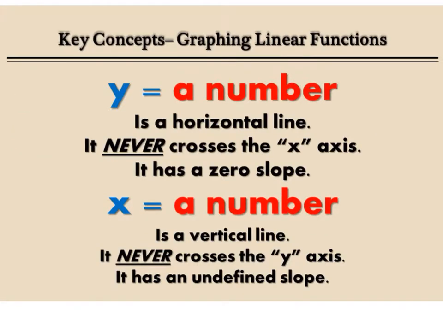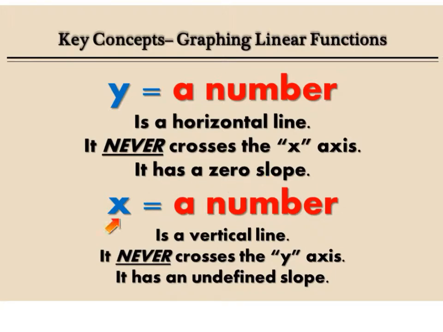And here's what makes them special. Y equals a number is a horizontal line. It never crosses the x-axis. That's why it does not have an x in the equation, such as y equals 2 or y equals negative 17. There are no x's in it. It never crosses the x-axis, and it has a zero slope.